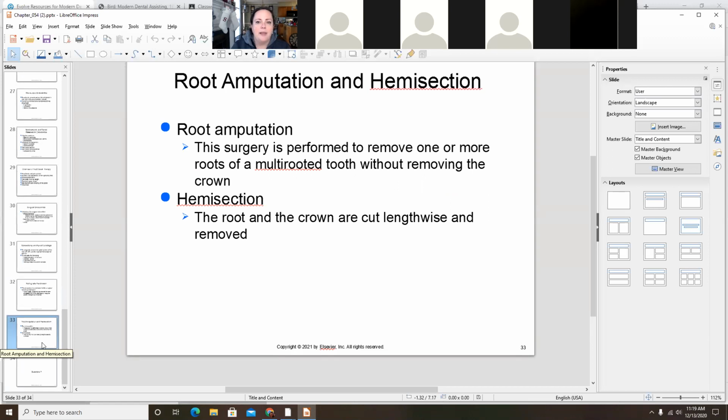All right. Then we have root amputation. This is performed to remove one or more roots from a multi-rooted tooth without removing the crown. So sometimes you'll see this if one canal of a tooth has been compromised, or there is a crack in one root, but not in all the roots, then I've seen a root amputation. A hemisection is the root and the crown are cut lengthwise and removed.